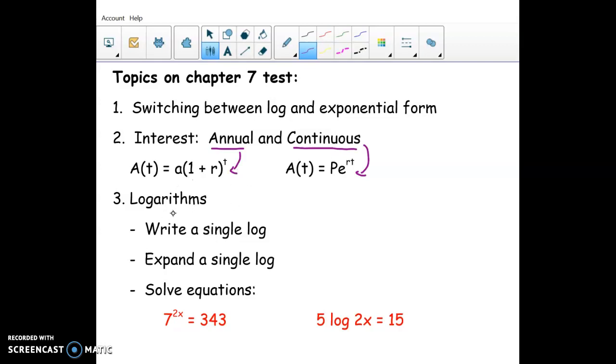And then a bunch of logarithm stuff too, where you have to write as a single log or expand. Those are those properties, the 7.4 properties. And then you'll have to solve for sure. So there's two different types of solve ones, when they start in exponential or they start in log, right? So that's the final thing that's on there. So not a ton of stuff. It's just 7 sections, 7.1 to 7.5. So it's not a ton of stuff to get ready for.